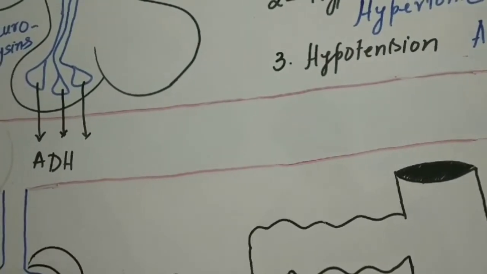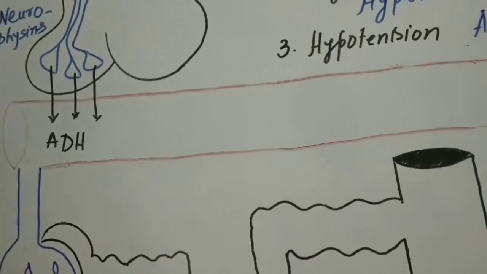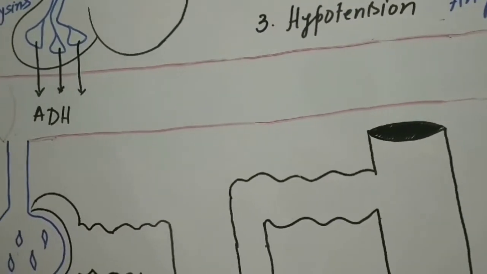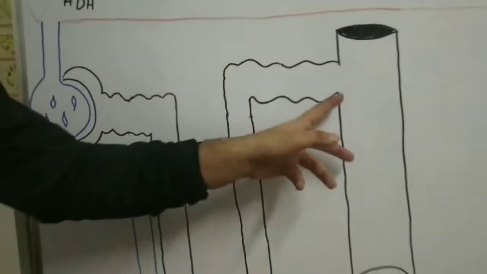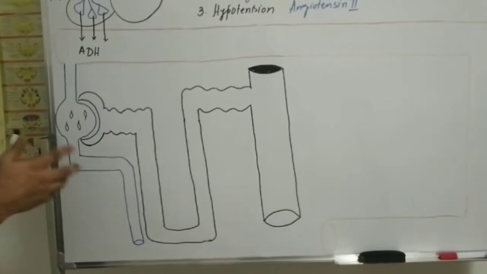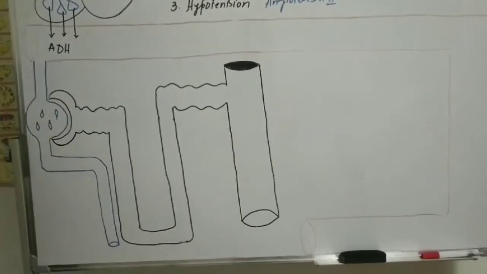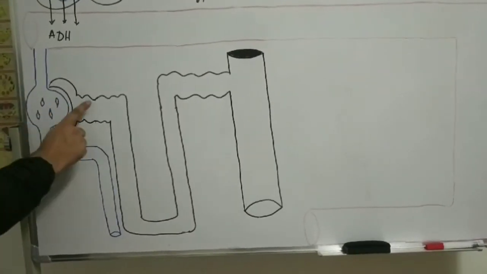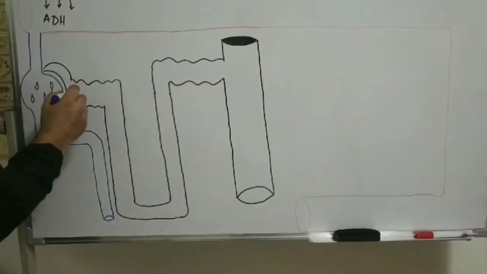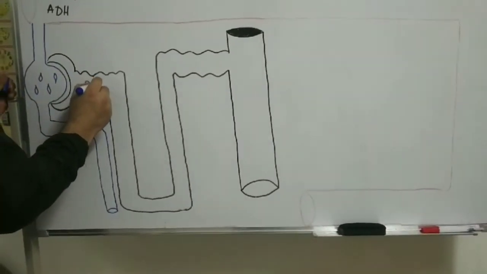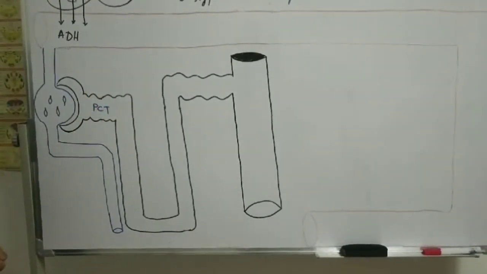But first of all, I want to give you the basic review of the nephron. We know our kidneys contain a lot of nephrons. Here I have drawn one nephron. The nephron has some parts. The first part is the U-shaped part, which is known as the Bowman's capsule. The second part is the PCT, proximal convoluted tubule.